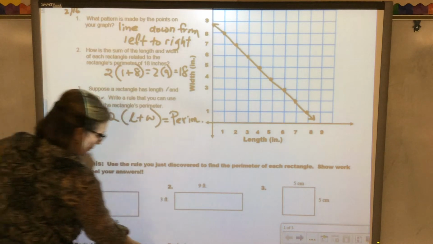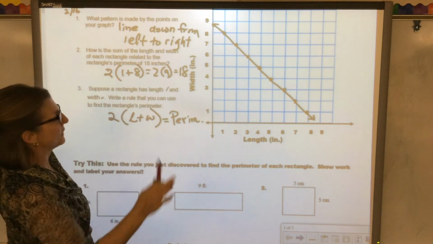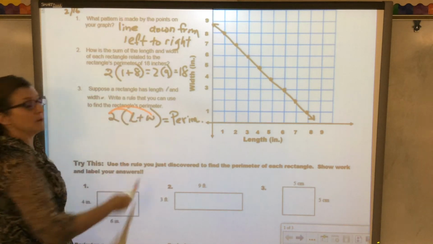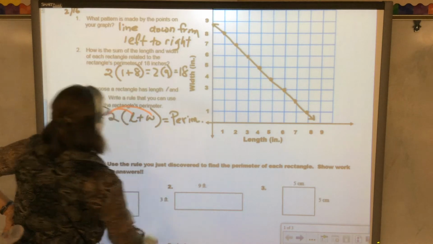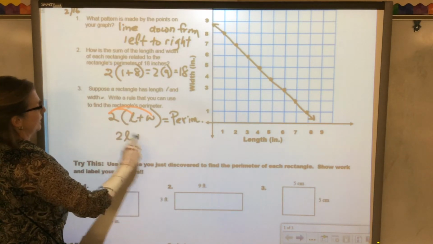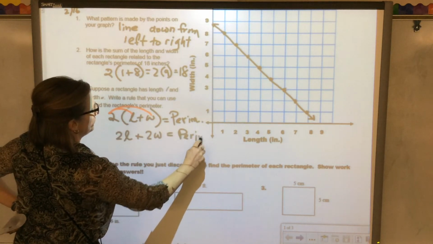Now, also, you might see the equation this way. And this may be helpful if one of the sides is missing. You could use the distributive property, so you could also see the equation 2 times L plus 2 times W is also equal to the perimeter.